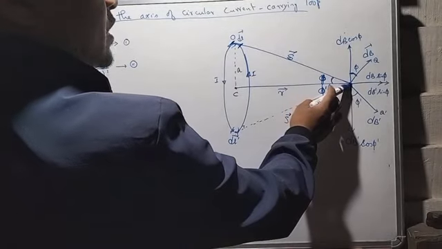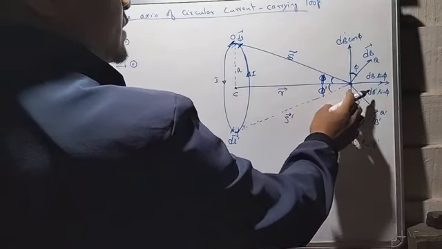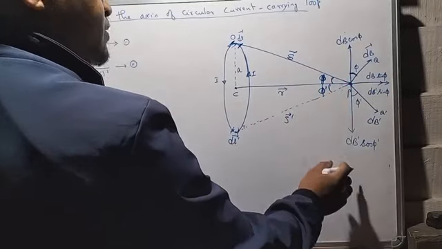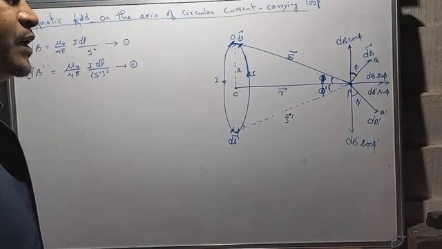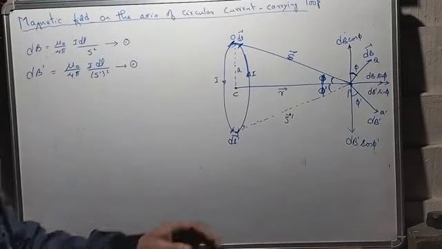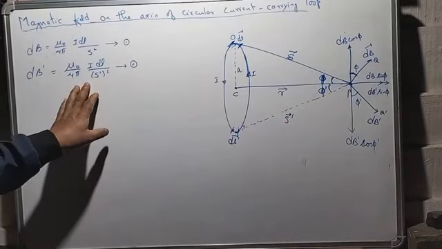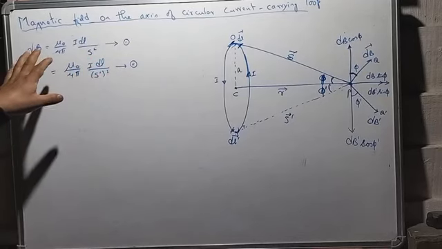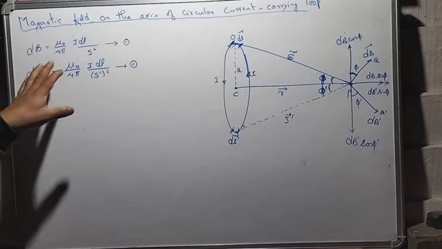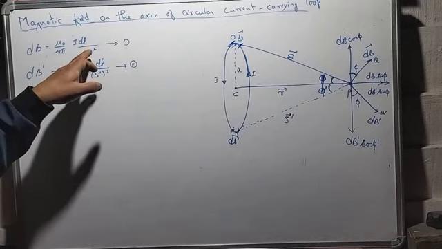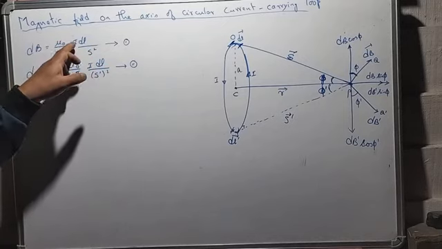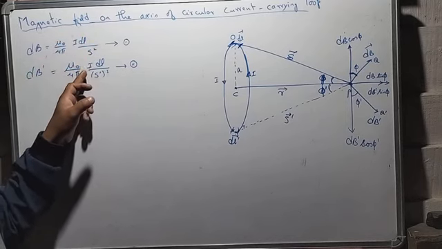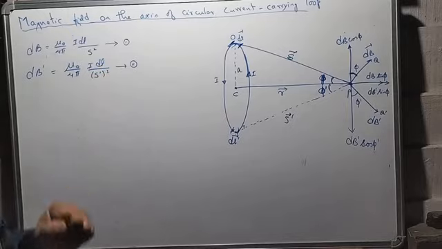Similarly, if you resolve dB dash along the x-axis, you'll get dB dash sine phi. Along the y-axis, you'll get dB dash cos phi. Now, look at this figure. Look at these two equations. We see that the magnitude of dB and dB dash is the same. We have mu naught upon 4 pi I dl upon s square. Over here also we have mu naught upon 4 pi I dl upon s dash square.